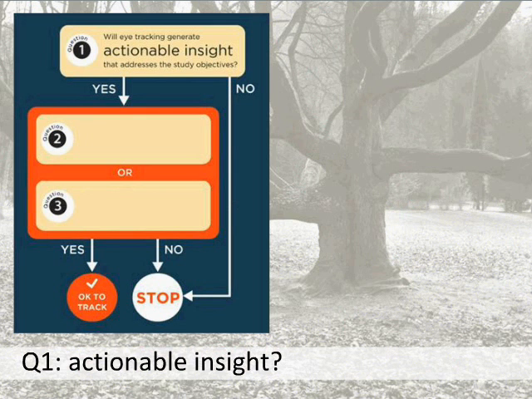The first and most important question is, will eye tracking generate actionable insight that addresses my study objectives? And if you're having trouble seeing all the words, I'm pretty sure that the slide area can be maximized on your interface, so you can see it a little bit better. So the first question is, will I be able to make a decision based on what I learned from eye tracking? Now, if the answer is no, you don't do it. There's no other questions that you need to ask yourself. Because if you do it, you will run into the so what problem.